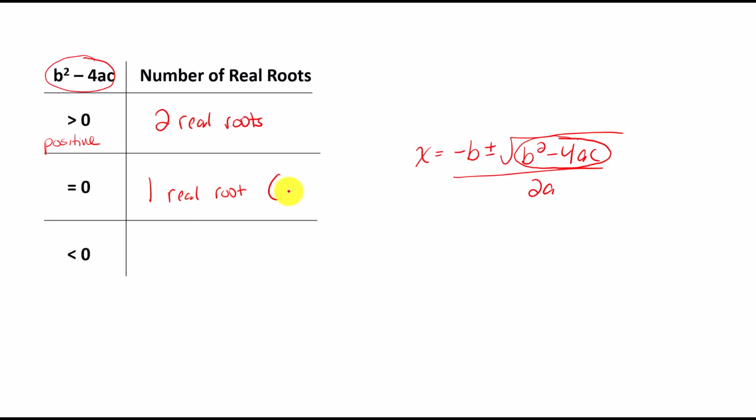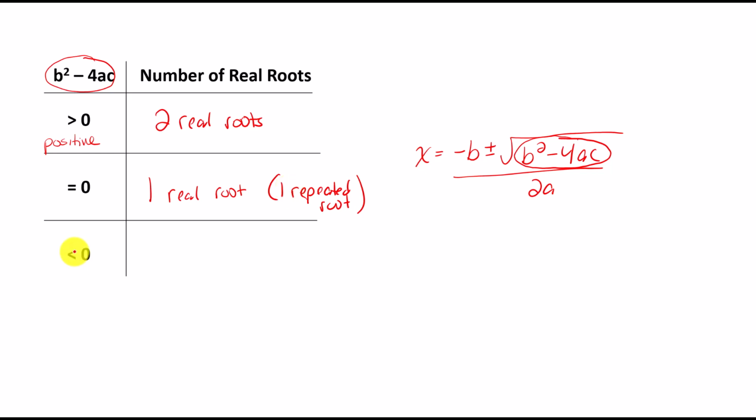And you will sometimes see this referred to as one repeated root. Okay, and that's because in a problem that would give us 0, if we were to factor it, we would get the same factor twice. So we would get one real value, but you would see it as a repeated factor. So sometimes we say one repeated root.